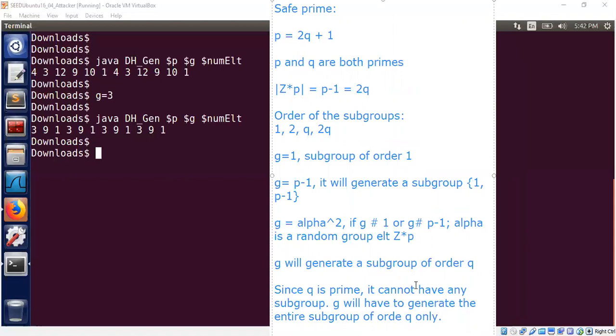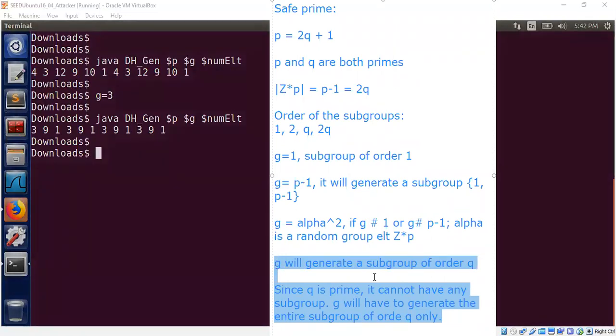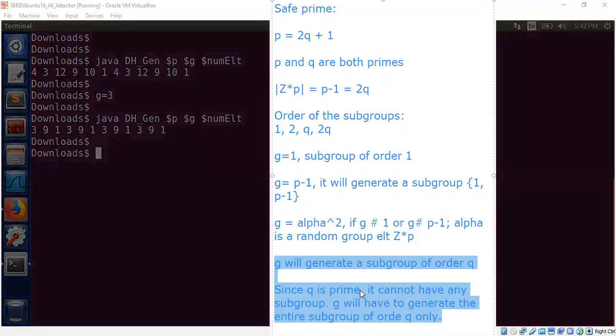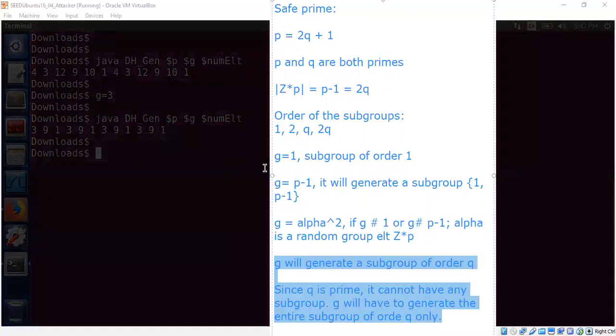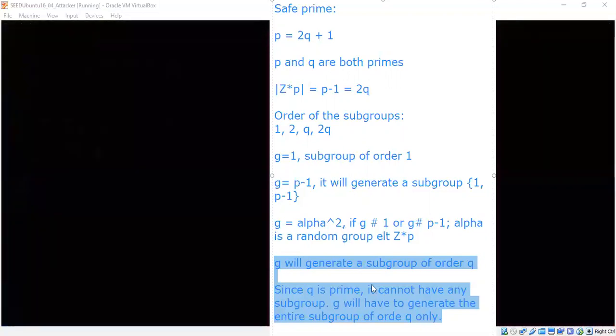This is because of the theorem that we talked about: the order of the subgroup divides the order of the group. If the order of the group is prime, you cannot find subgroups. Non-trivial subgroups, where trivial means 1, non-trivial is other than 1 and P minus 1. You cannot find any other subgroups. That's the reason why we prefer a safe prime, because it's easy to check whether a generator actually generates.